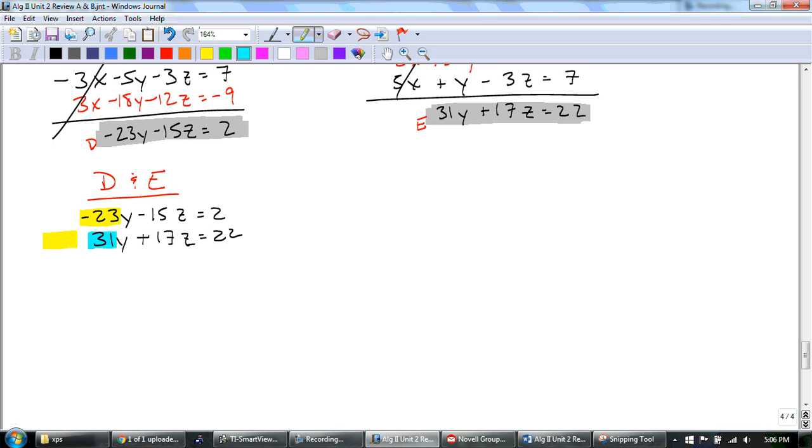And if you don't know how to cancel them, I'm going to take the 23 and multiply that by the bottom. And then I'm going to take the 31 and multiply that to the top. And then they're automatically going to cancel. Okay? Now, I don't need them to be opposites because if you look at it, my y is negative on the top, and then it's positive on the bottom. Okay? So all we have to do now is distribute.